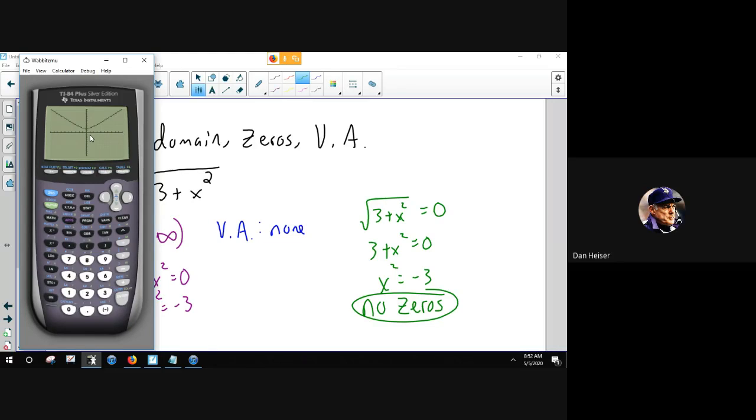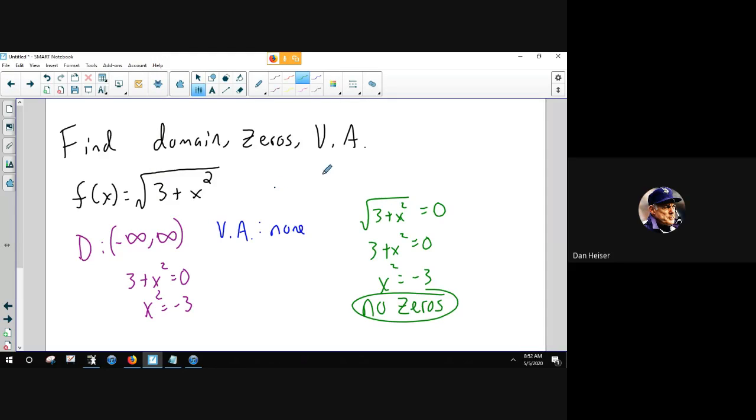Remember that when a function has a 0, it is some x value such that f of x, which is also y, is equal to 0. Y is never 0 on this graph. It never touches the x-axis. So therefore, there are no zeros. That doesn't mean it's not a function. It just means it never comes down low enough to hit the x-axis. It also means the only solutions to this equation are imaginary or complex.